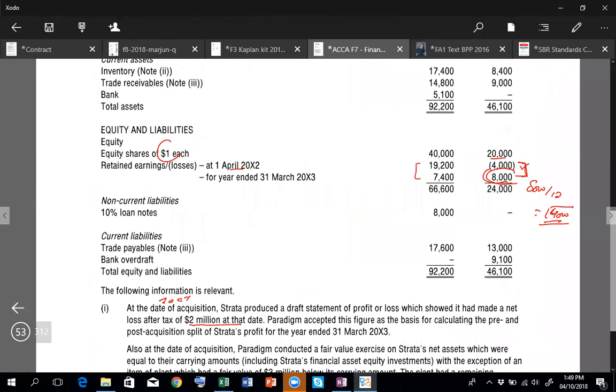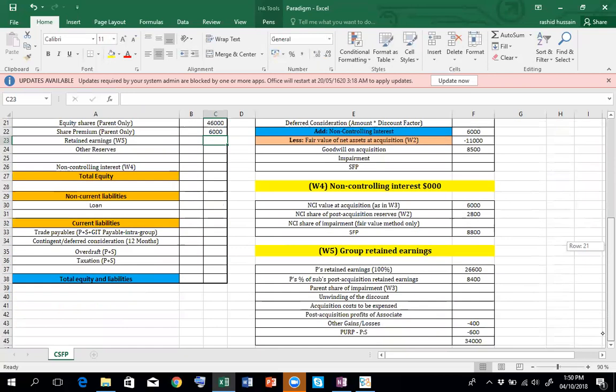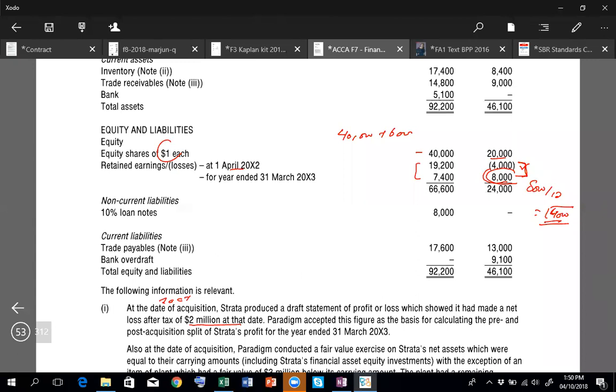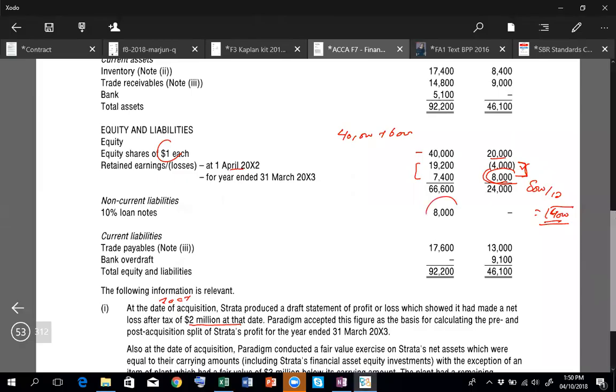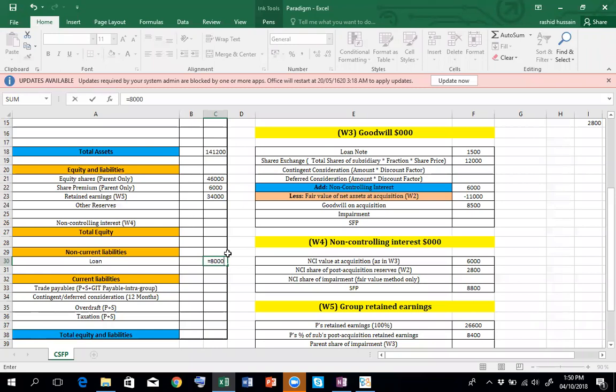Then you have the equity shares of the parent, which is 40,000, but this 40,000 will be added with the new shares, which is the share exchange, the capital one. So it will be 40,000 plus 6,000, sorry, it is 46,000, and the rest is the share premium, which is 6,000. The retained earning we have already calculated from working number 5 is 34,000. We don't have other reserves in it. Then we have the liabilities, loan notes, which were 8,000 plus the issuance of new loan notes, which were 1,500, because those were not recorded. So it gives you 9,500.